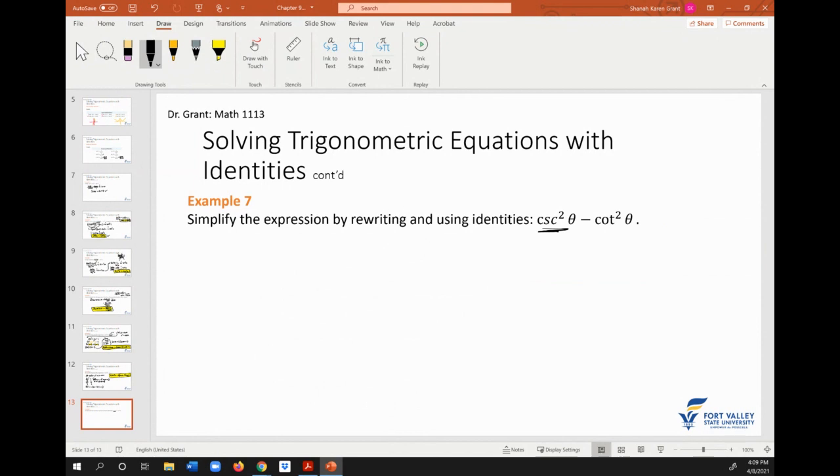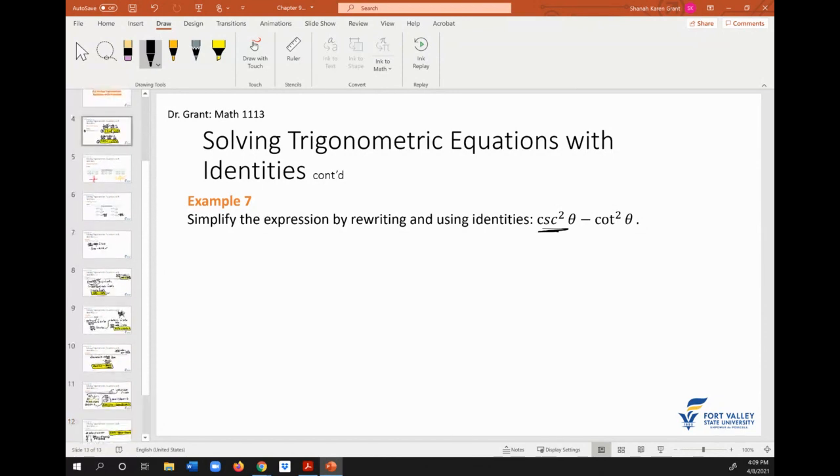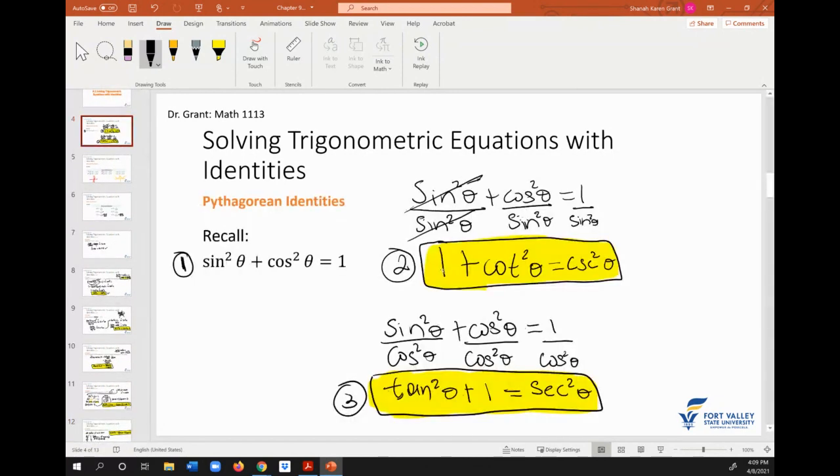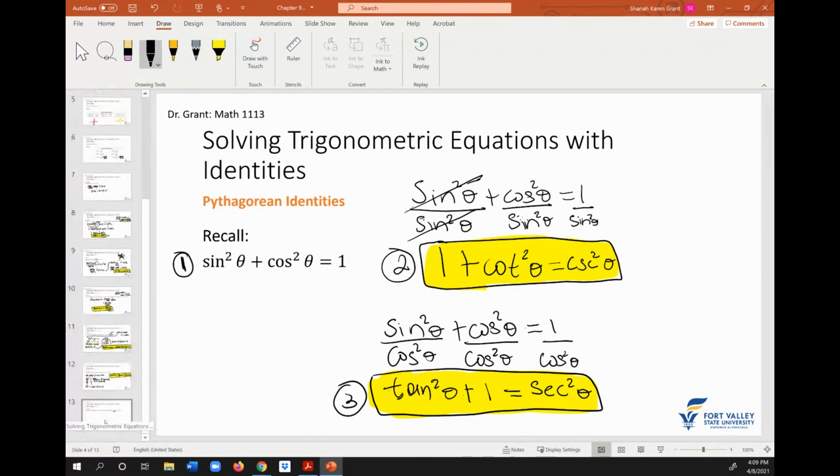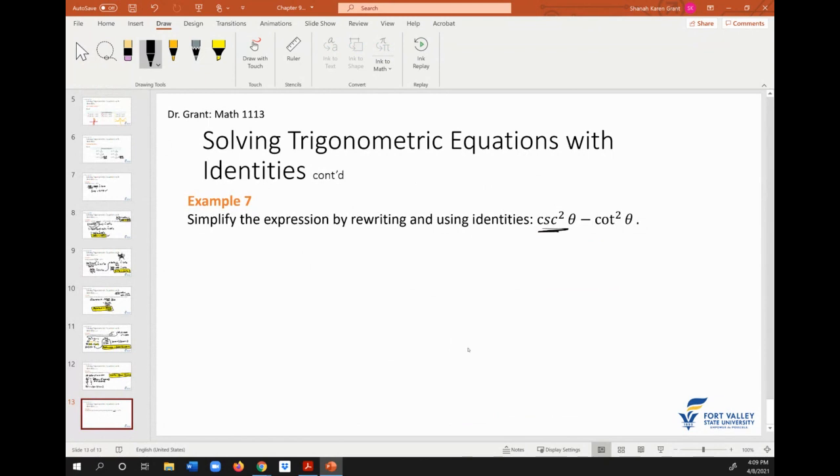I'm going to rewrite cosecant squared theta as 1 plus cotangent squared theta. Hopefully you guys familiarize yourself with it. Okay, so 1 plus cotangent squared theta, minus cotangent squared theta. Well, if you notice, these cancel. So my answer simplified for this expression is 1.